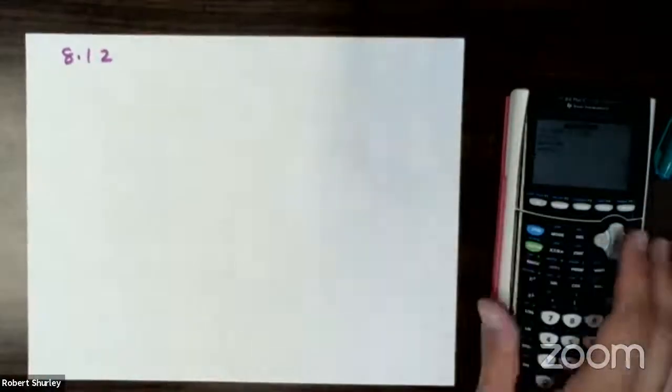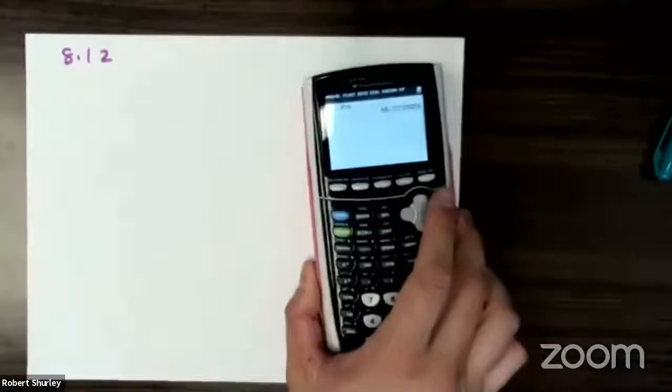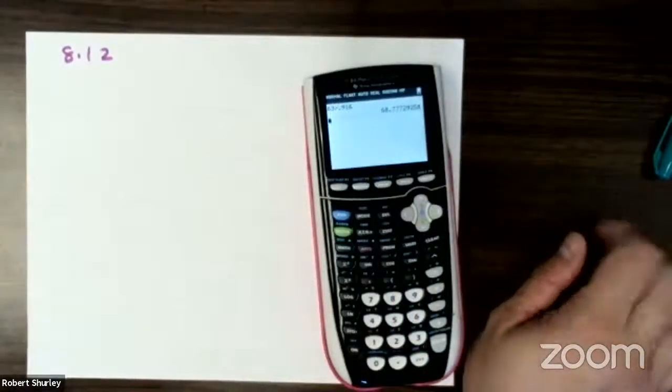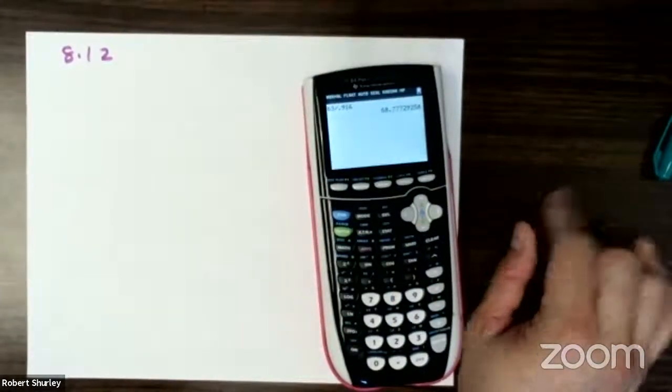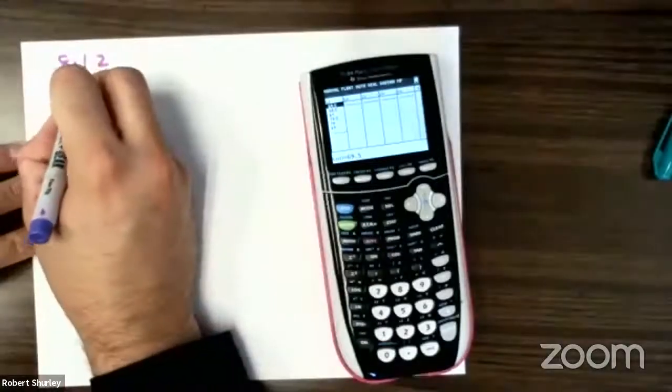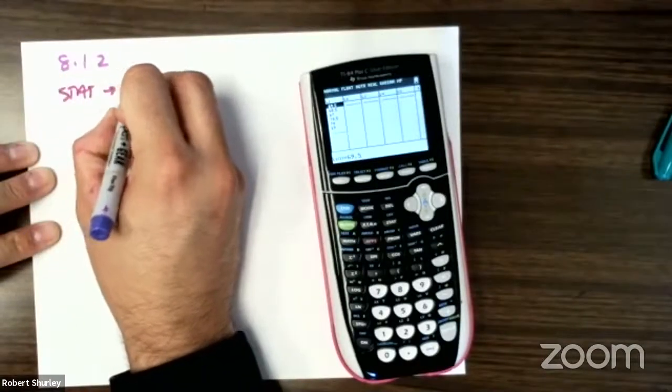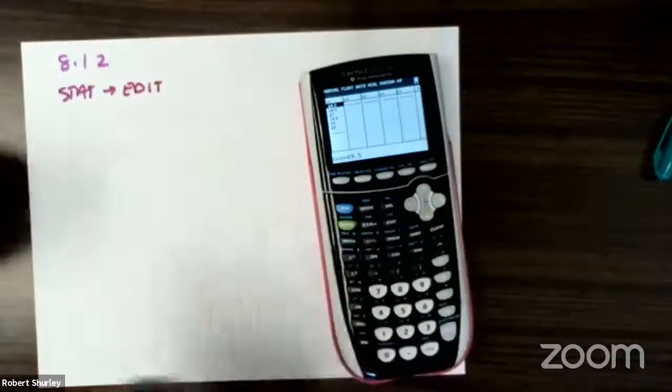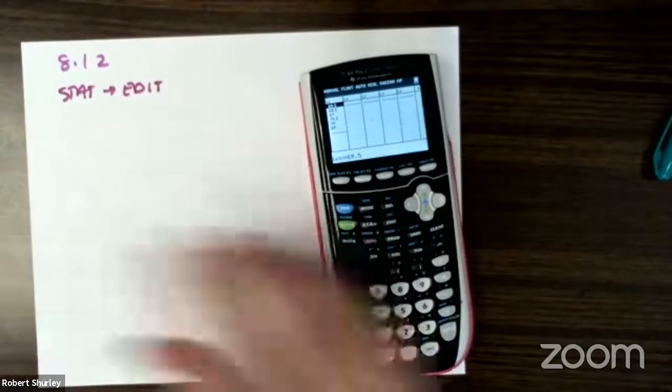And to do this, we have to make a list. So let's remember how to make a list. It's been a minute since I've made a list. I think it's under stat. Edit. Yes, stat and then edit. And we're going to edit just list 1 here. And we're going to put in these different cookie calories.